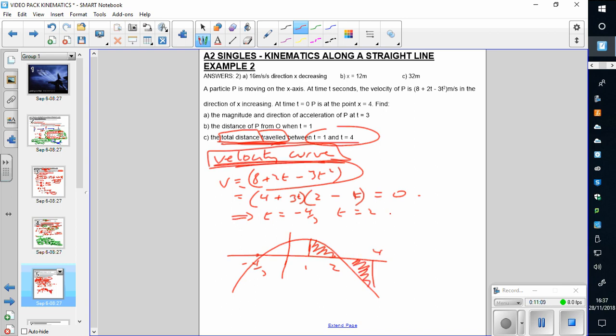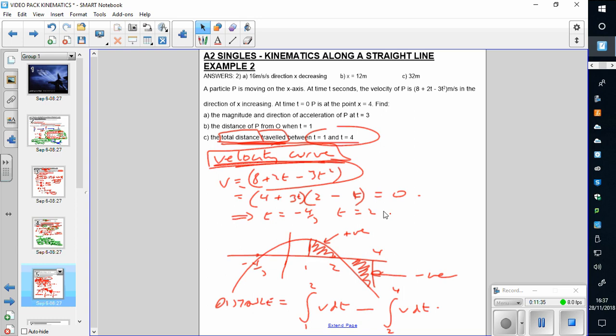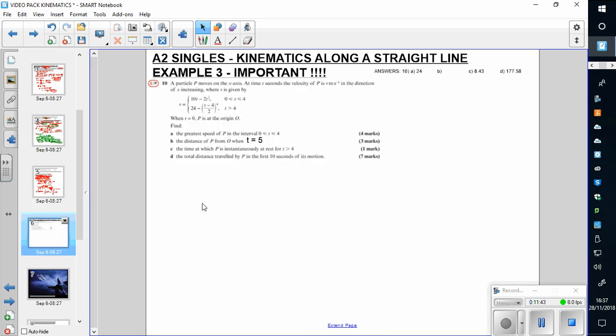So just like when we started integration, definite integration, we need to split this up. So distance traveled equals the integral between 2 and 1 of our velocity. That's positive already, but this bit is negative. So minus the integral between 4 and 2 of your velocity curve. Okay, so I won't finish that off. So you need to draw your velocity curve when asking for distance traveled. That's the main point I'm trying to make here.